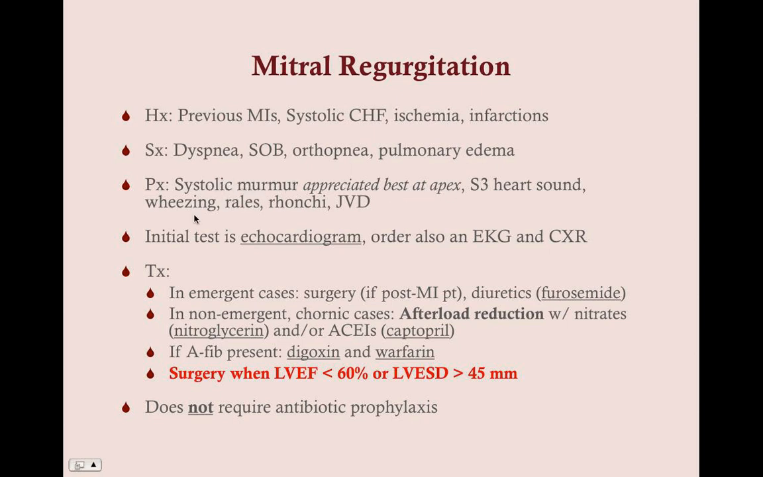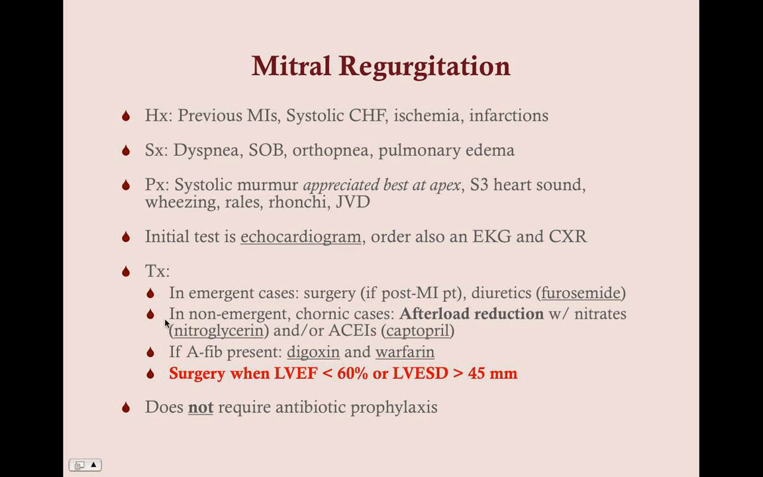The initial test, as always, will be an echocardiogram, and of course you're going to want to get an EKG. A chest X-ray will also be prudent because you're going to want to see what the exact severity is of the symptoms. So as far as seeing how much pulmonary edema there is, see if you're going to need to do any emergent treatment.